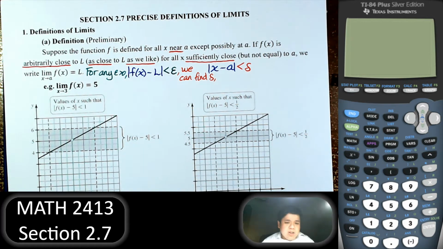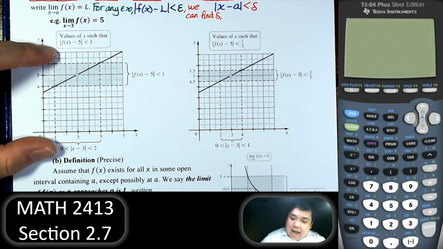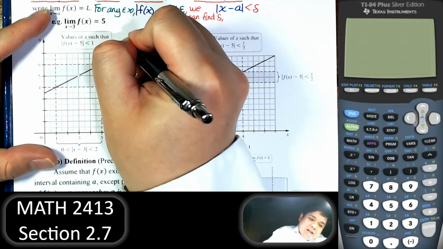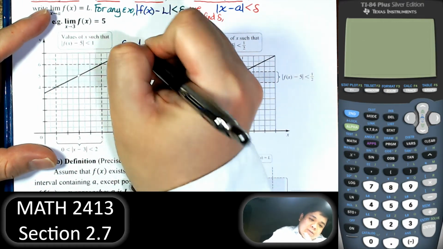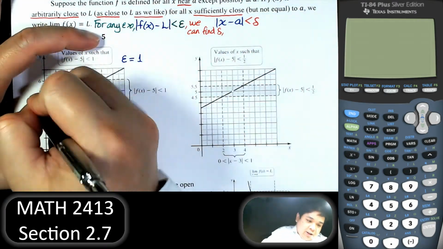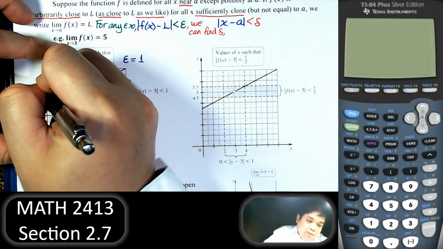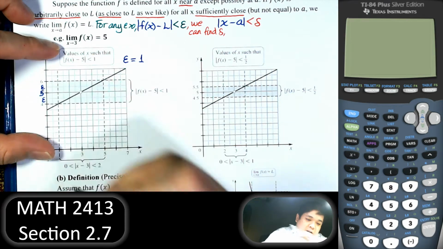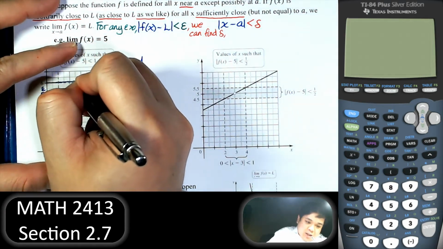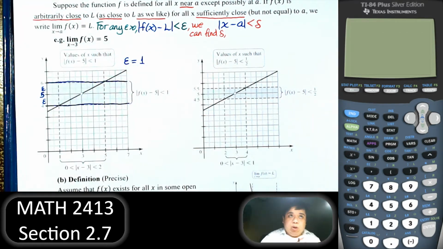So let's look at this example. Let's first say we let epsilon equal 1. Let's say the limit equals 5. So let epsilon be 1. What does that mean? From the limit 5, I can go up 1 epsilon and go down 1 epsilon, meaning 1 up, 1 down. So the values are between 6 and 4. I want the y values to be between 4 and 6.